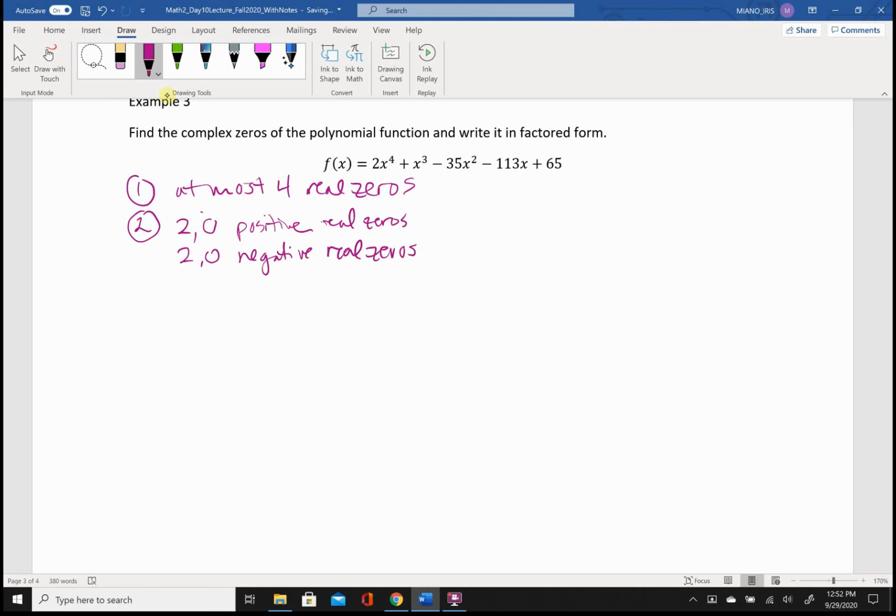A sub n, the leading coefficient, is going to be 2. The constant term is 65. So that leaves P and Q lists as follows. So that'll be plus or minus 1, plus or minus 5, plus or minus 13, plus or minus 65. So 8 possible factors for P, yikes, kind of a lot. Whereas Q, it's a much shorter list, plus or minus 1, plus or minus 2.